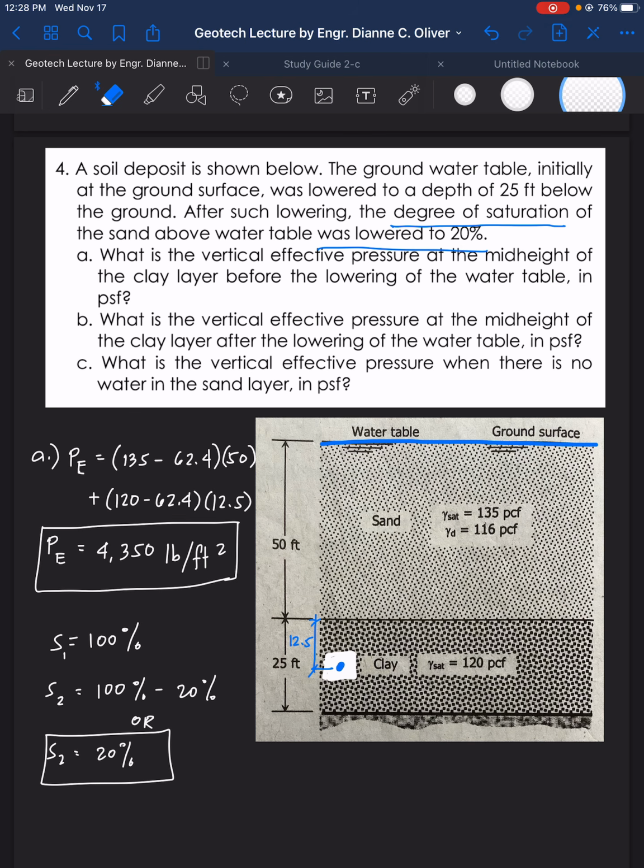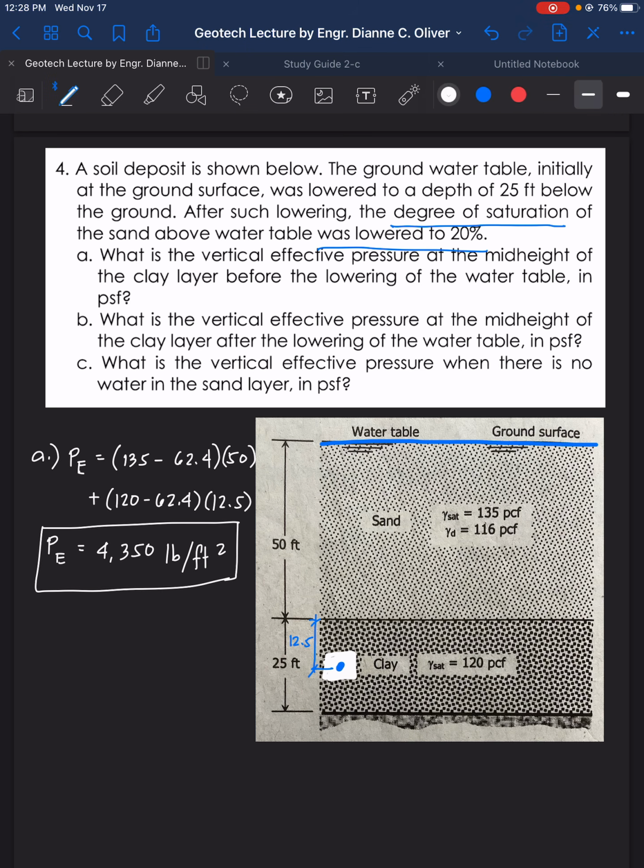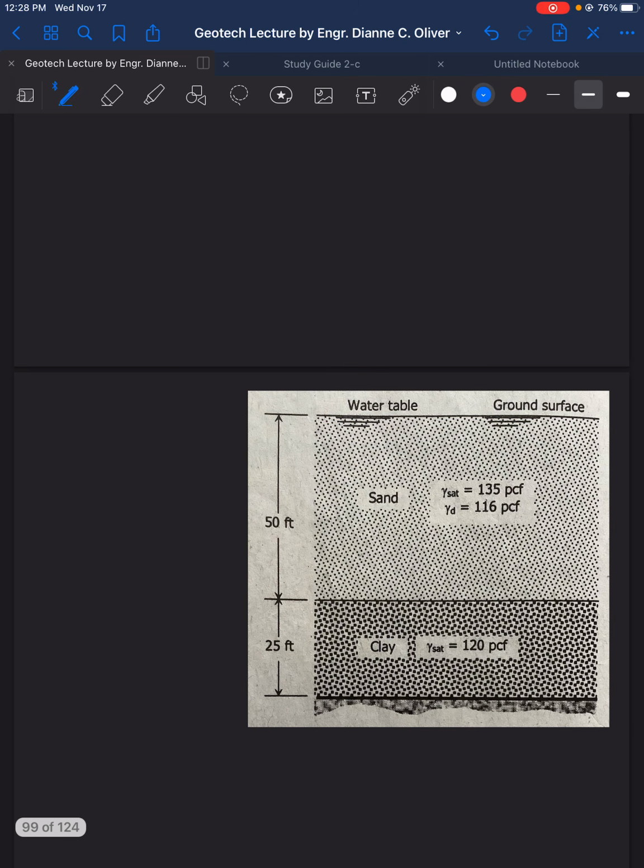How about if it says the degree of saturation was lowered by 20%? If it says lowered by 20%, then it means 20% was reduced from the original 100%. Okay? So, in solving these geotechnical problems, there's also the need for reading comprehension. Okay, so let's go to the second condition. Lowered here at 25 feet.